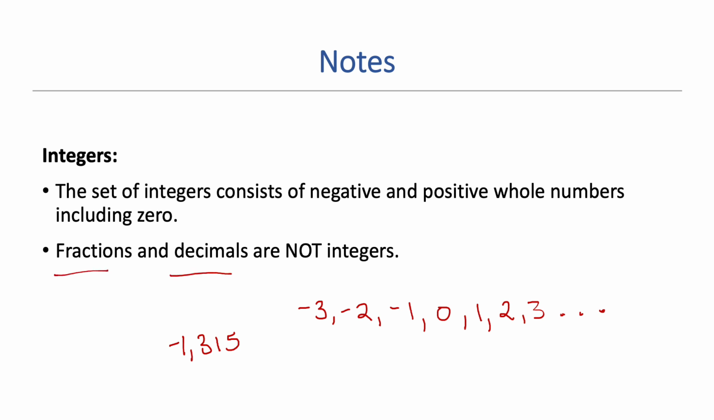Fractions and decimals are not whole numbers. So if we have a fraction like 3 1/2, this is not an integer. If we have 0.875 or 1.015, these are not integers because they are not whole numbers.